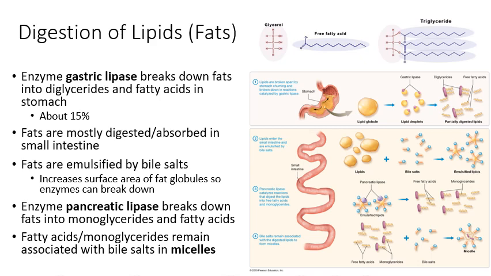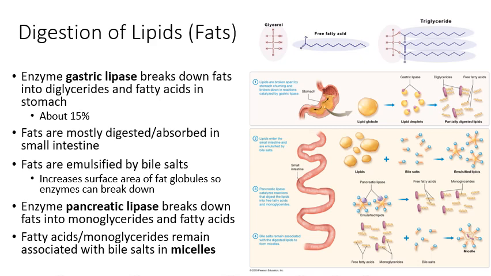And finally, we'll talk about the digestion of lipids, specifically fats. There's a number of types of lipids. Fats are just one type. Each type of lipid is going to be digested and absorbed in a different way. We're just going to talk about fats because that's the most common type of lipid that you would be eating.